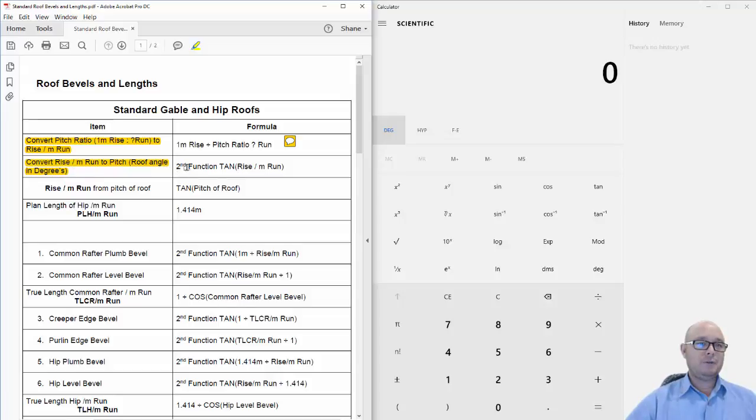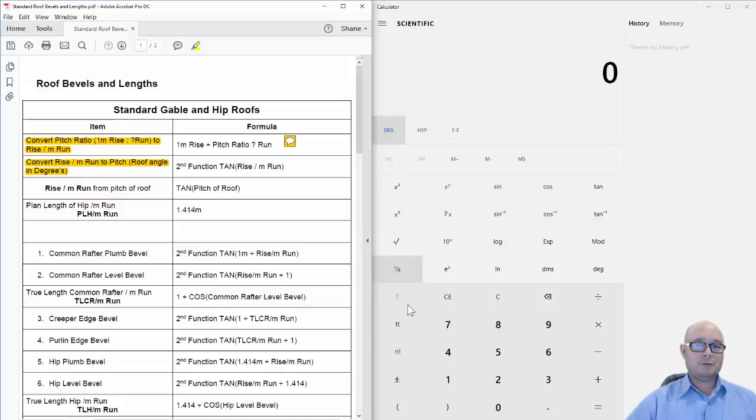You see here that the formula is second function tan, and in brackets rise per metre run. Now, this particular calculator, I've actually got to do the tan afterwards, after I do this part of the calculation. On some calculators, you'll be able to put the formula in straight as you see it there. On others, you're going to have to probably do this part of the calculation first, then hit the tan or the second function tan. So again, you just need to be familiar with the way your calculator works.